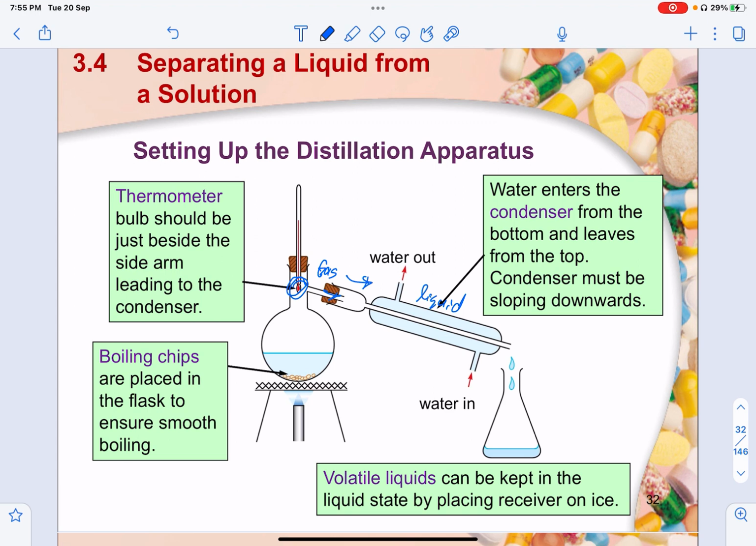So volatile liquids can also be kept in the liquid state by placing the receiver on ice, meaning this whole portion, you just put in a beaker with a lot of ice. Volatile means that the liquid is able to become a gas at a very fast pace. Like your alcohol, your perfume, these are volatile liquids. Now, why do we need to have the water in from the bottom and out from the top? Because gravity has to push the water down so as to minimize any form of air bubbles. Air bubbles or air are generally poor conductors of heat, so we will not be able to absorb any form of heat from the vapor so as to cool it down.